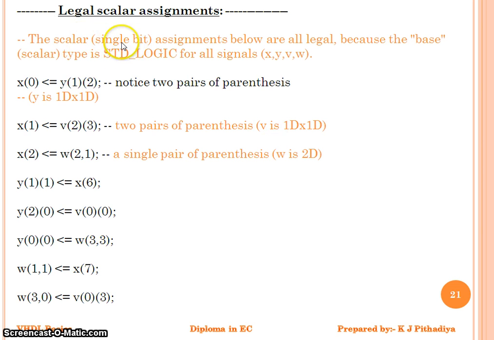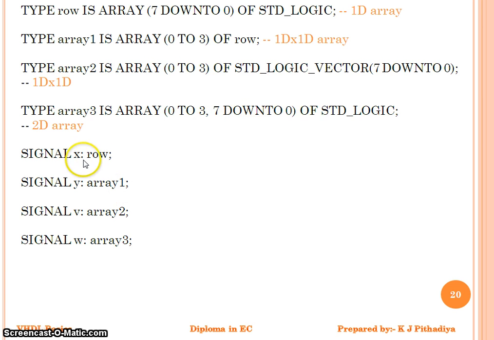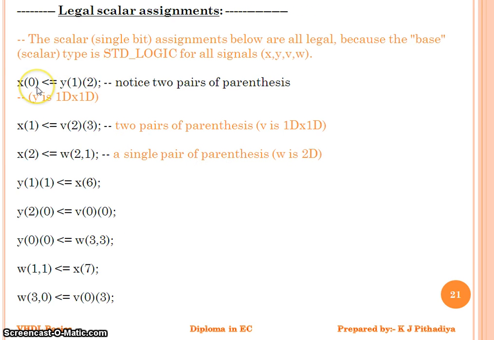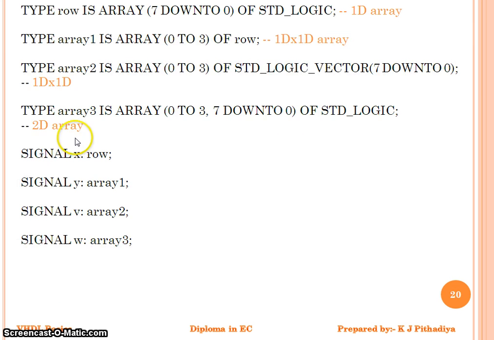The scalar means single bit. The scalar single bit assignments below are all legal because the base scalar type is std_logic for all signals x, y, v, w. Recall that row is an array of this, array 1 is an array of this, array 2 is an array of this, and array 3 is an array of this. So x of 0 is one of the bit values. As you can see, row 7 down to 0, x of 0, is one of the bit values.